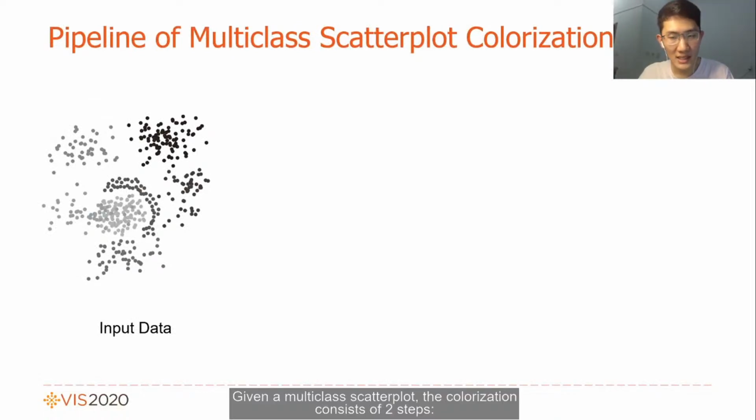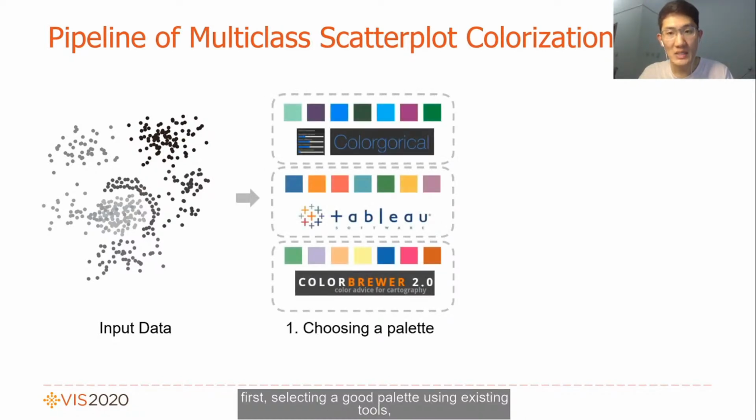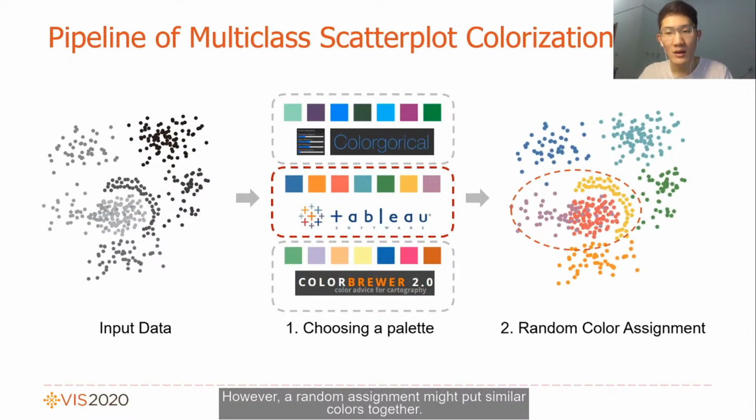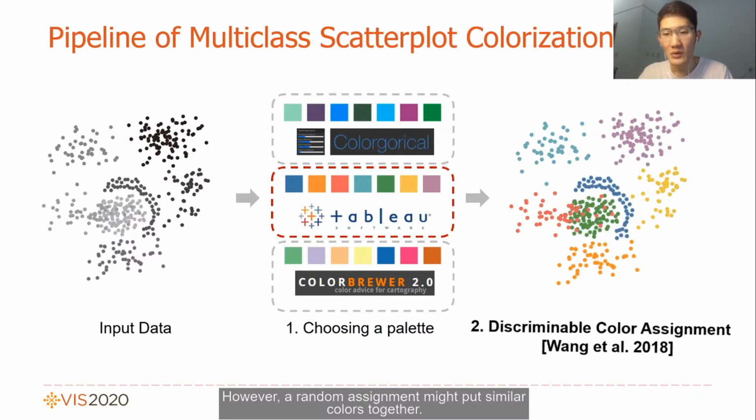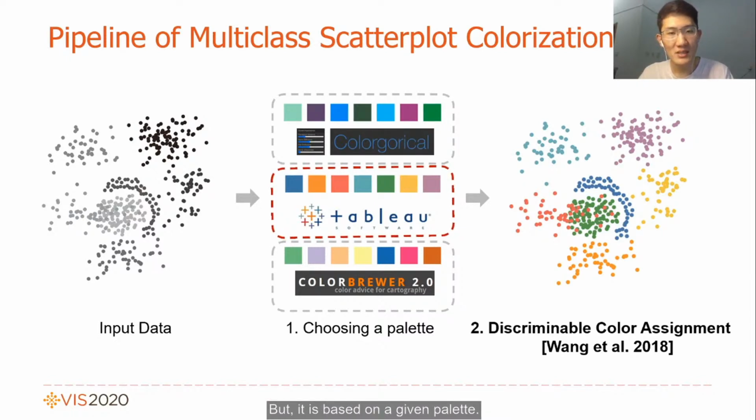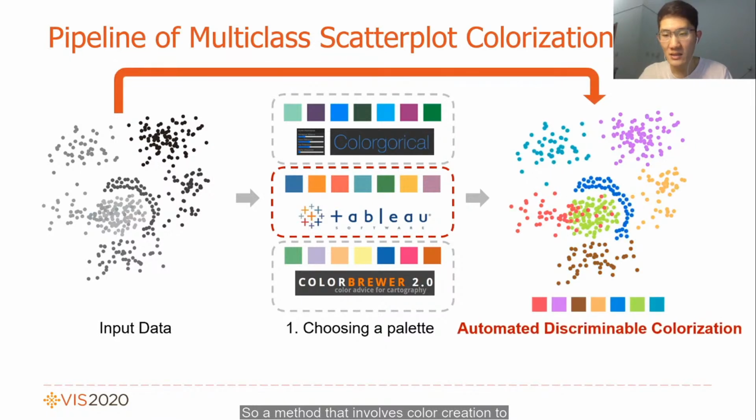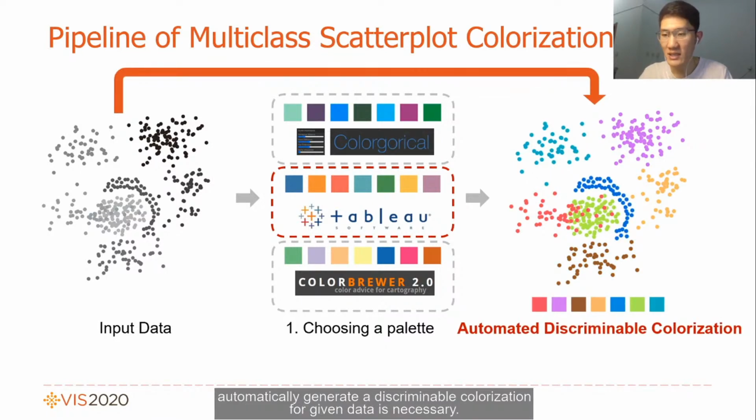Given a multi-class scatter plot, the colorization consists of 2 steps. First, selecting a good palette using existing tools. And second, assigning the palette colors to the classes. However, a random assignment might put similar colors together. Using discriminable color assignment can solve this problem, but it is based on a given palette. So a method that involves color creation to automatically generate a discriminable colorization for given data is necessary.